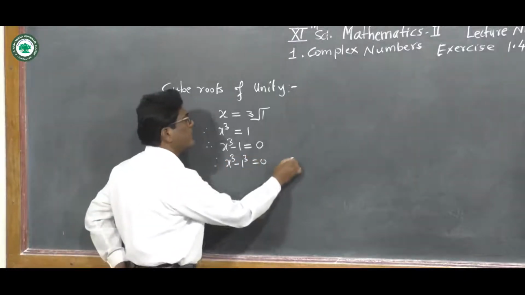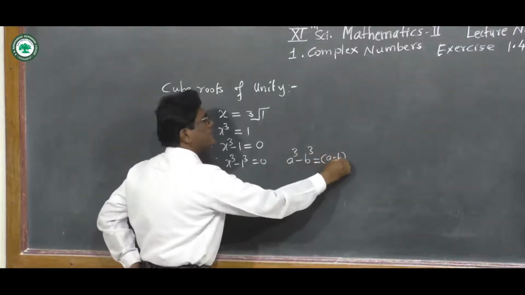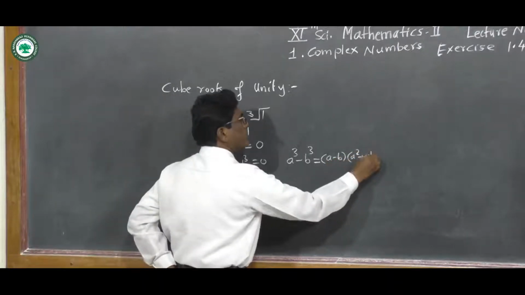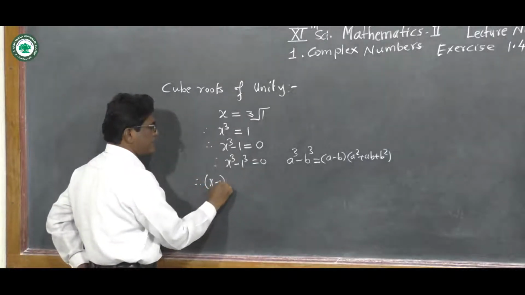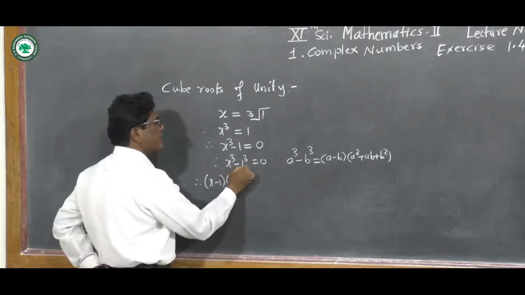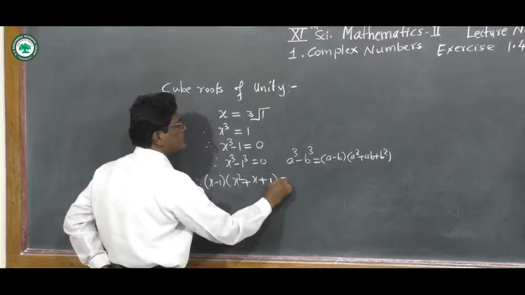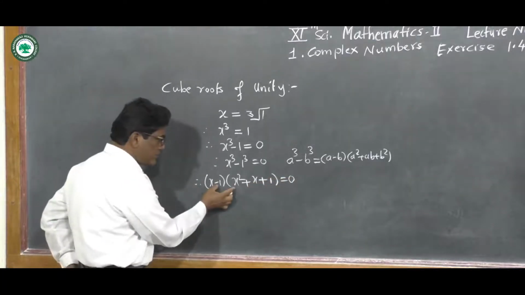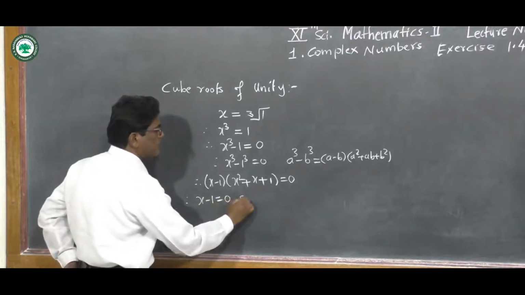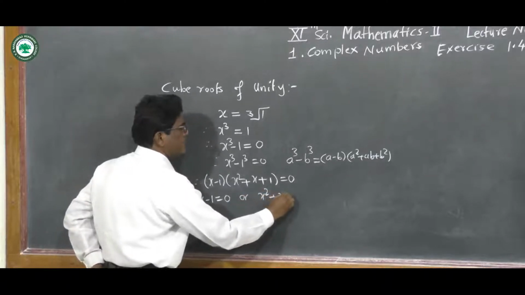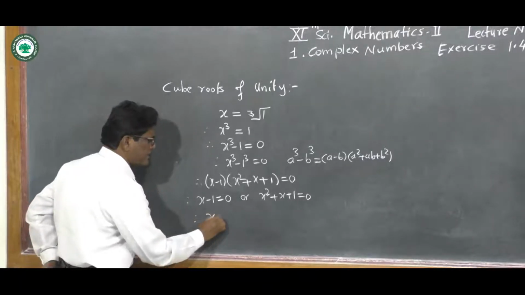And now here we use the formula a cube minus b cube is equal to a minus b in second bracket a square plus ab plus b square. We know this formula. And so we get here x minus 1 in second bracket x square plus product of x and 1, that is x, and plus 1 square, that is 1, is equal to 0. Now the product of these two brackets is equal to 0 means either x minus 1 is equal to 0 or here x square plus x plus 1 is equal to 0. Now from this equation we get the value of x as x is equal to 1.